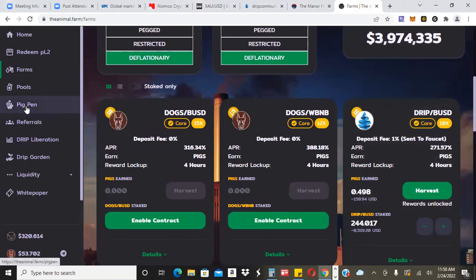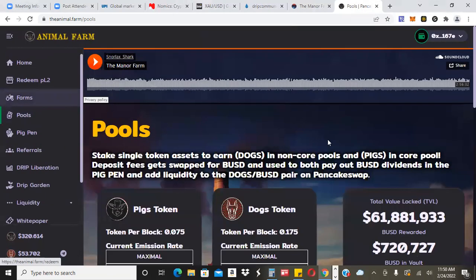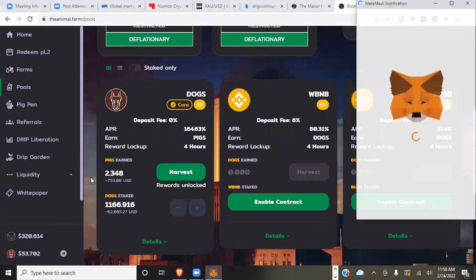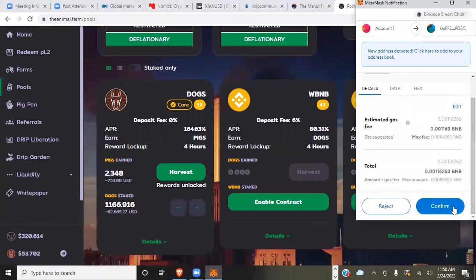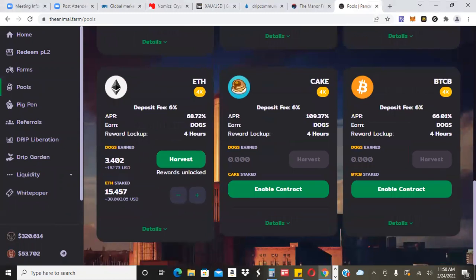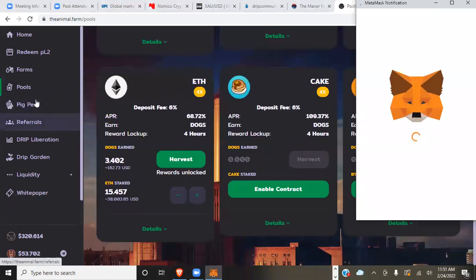Got some pigs there that I'm gonna go ahead and harvest. Here we got about $753 worth of pigs that I'm gonna harvest. Some dogs here. So I'm just gonna shuffle this around as soon as this video is over. I'm gonna take the pigs that I've earned and throw them in the pig pen, take the dogs that I've earned, throw them in the dogs pool.